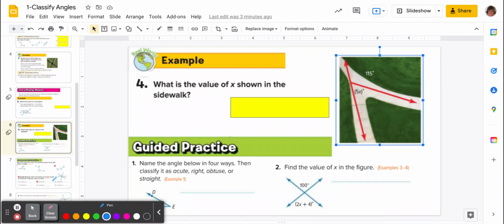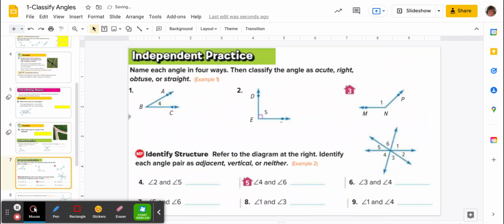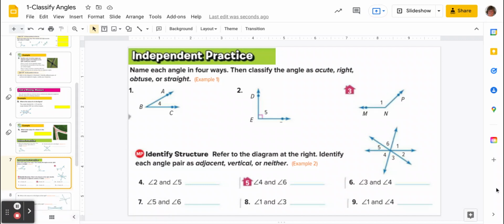Going on to slide number 7. All right, so you have several problems here to work on, and you have to name them 4 ways. And then on the bottom, you have to look at this figure right over here, and tell whether each of the angle pairs that you see there is adjacent, vertical, or neither. Go ahead and pause your video, work on this, and then we will come back together.